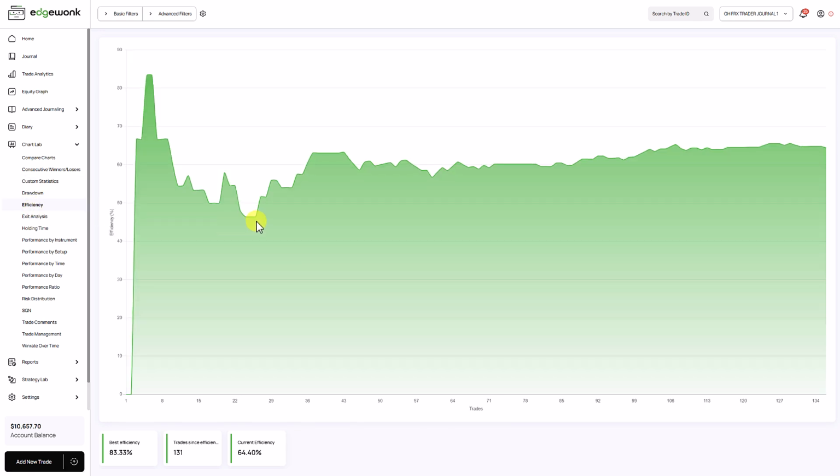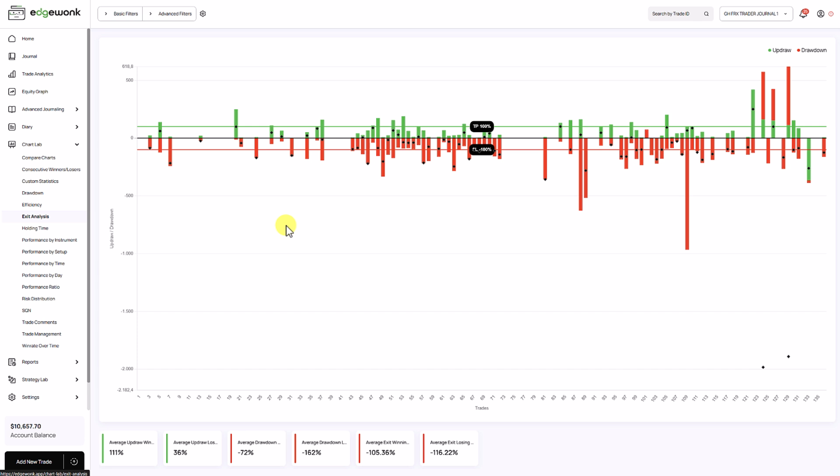Efficiency looks alright, it's around 64%, and has been rising lately over the last 20 to 30 trades, which is good, but we need to dig in deeper and see what is actually behind this data, which we will do when we go to the trade comments. Exit analysis unfortunately hasn't been used very well by the trader, and there are a lot of outliers or errors in the way he entered the trades. We can take a look at that later.